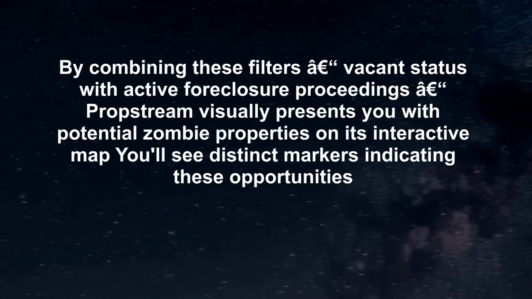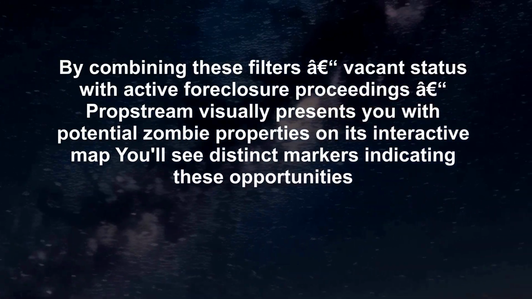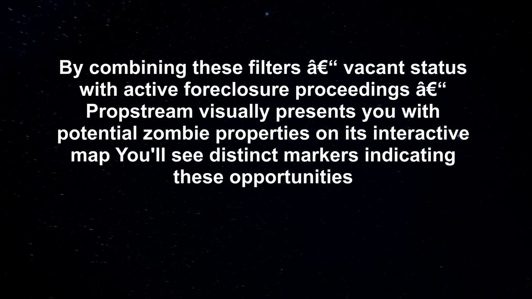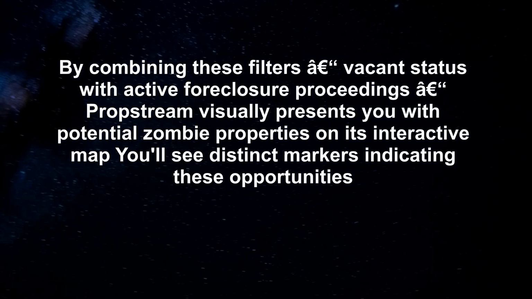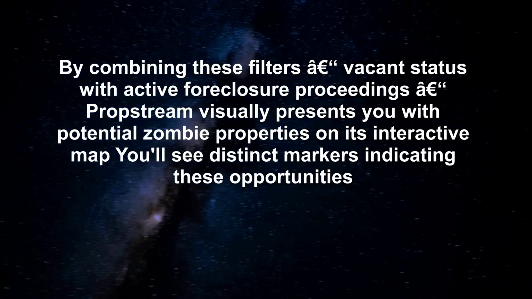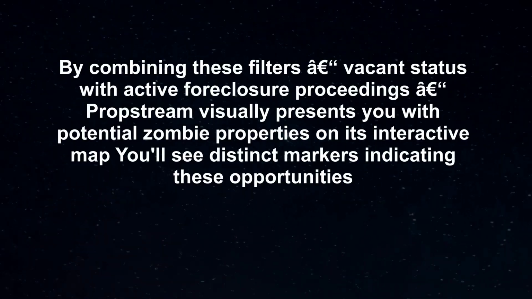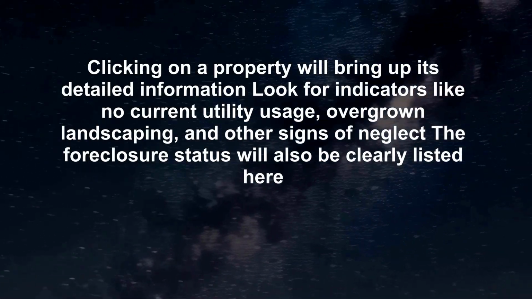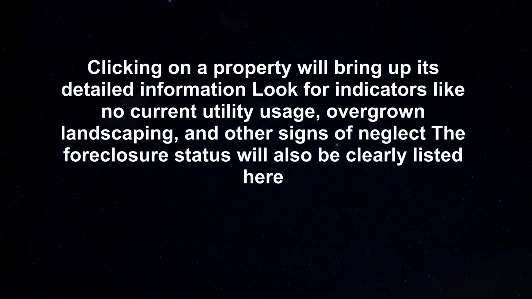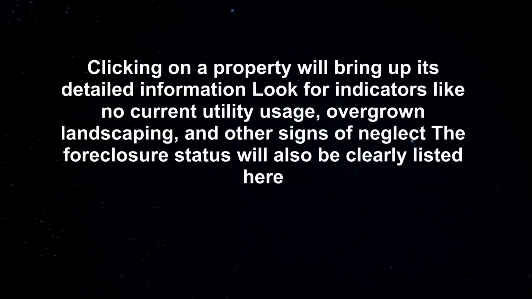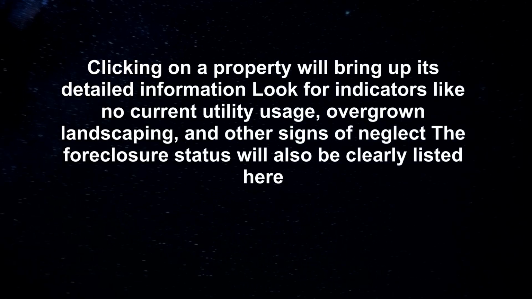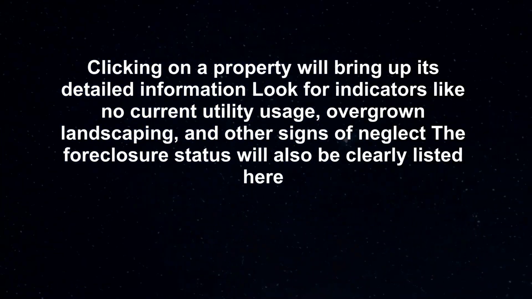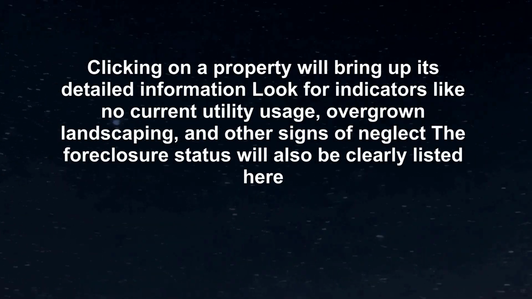By combining these filters, vacant status with active foreclosure proceedings, Propstream visually presents you with potential zombie properties on its interactive map. You'll see distinct markers indicating these opportunities. Clicking on a property will bring up its detailed information. Look for indicators like no current utility usage, overgrown landscaping, and other signs of neglect. The foreclosure status will also be clearly listed here.